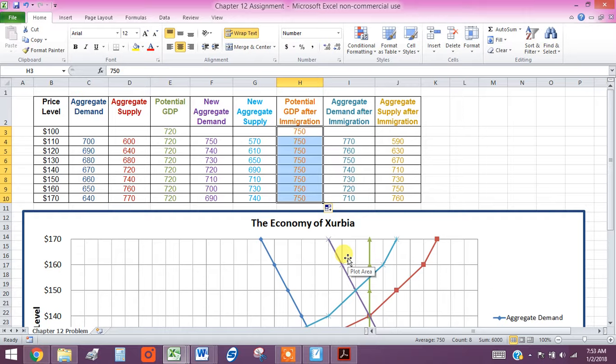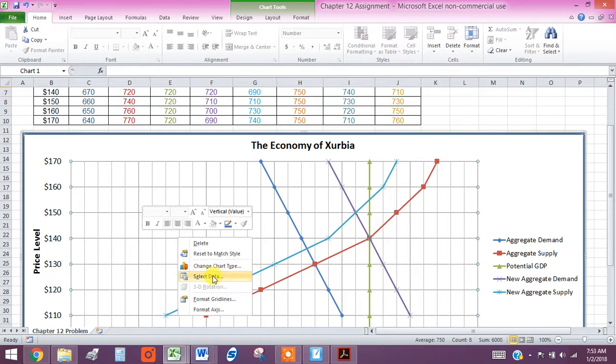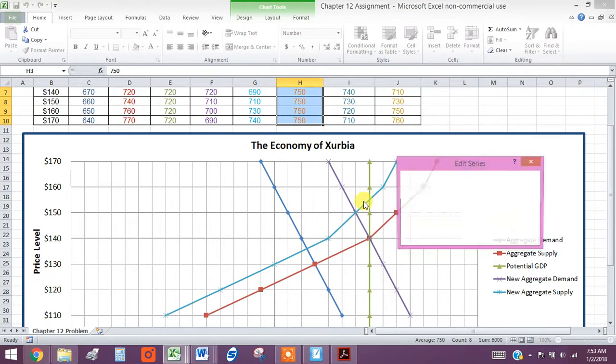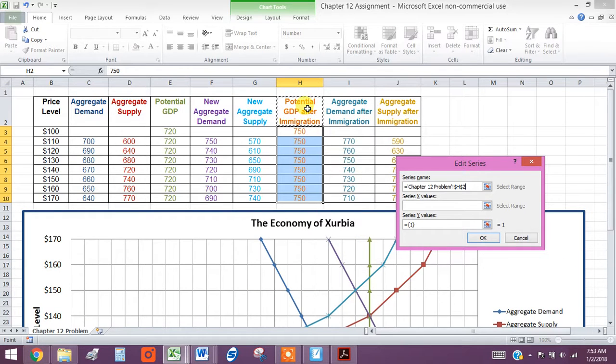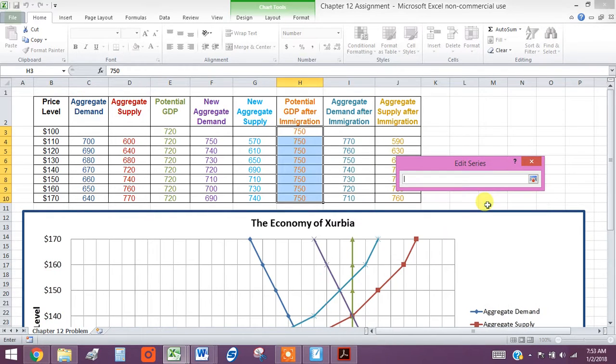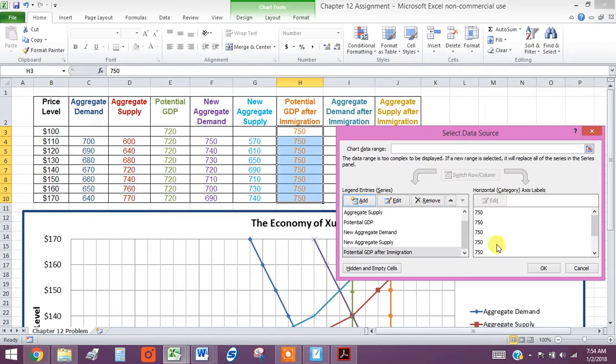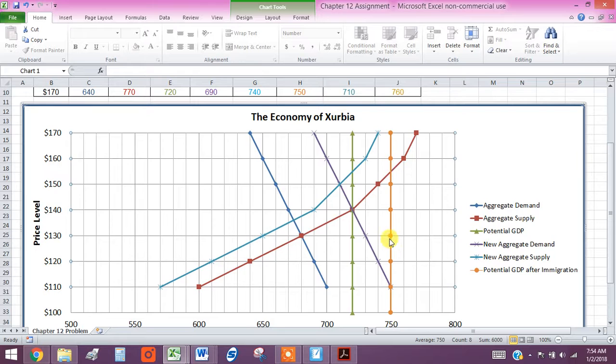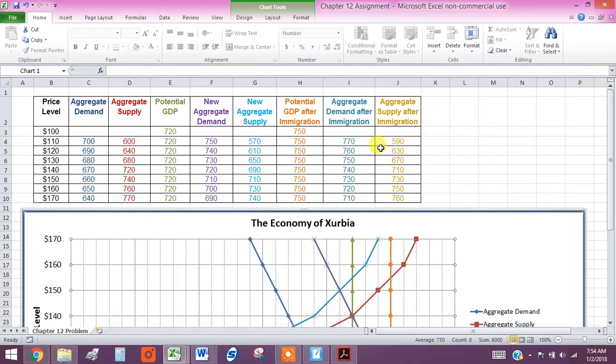So let's just work left to right. And first let's put in our potential GDP after immigration. So let's come here, select data, add potential GDP after immigration. Then click here on our grid for Series X values. Select those, down arrow. Click the grid for Series Y values, select those, down arrow, and when I'm clicking here, I'm left clicking, and then a left click again, and you can see it right there. Voila.